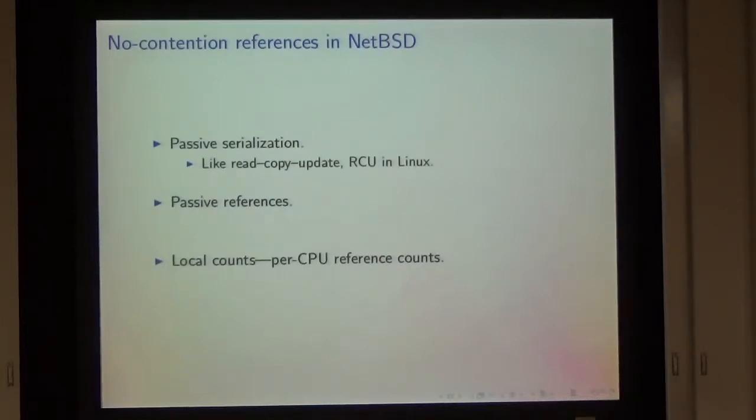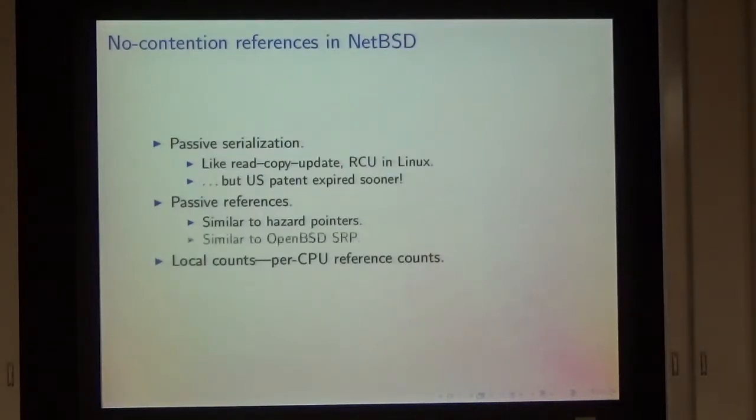So passive serialization is similar to read-copy-update, which you may know from Linux, or you may have heard of from Linux. Passive serialization specifically is slightly different and is covered by a US patent that expired several years before the RCU patent expired, which made it much less legally dangerous to use passive serialization than RCU. Passive references are similar to hazard pointers, if you've heard of those, or to the OpenBSD SRP mechanism. Passive references are a little bit simpler than either of those, and they're easier to use, I think. And I'm not sure how the performance compares. I expect it's pretty similar.